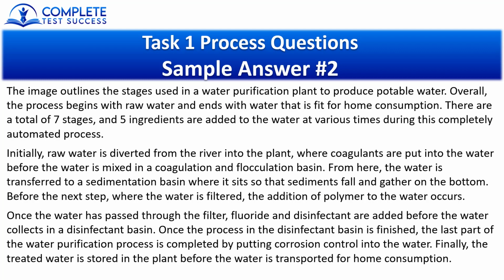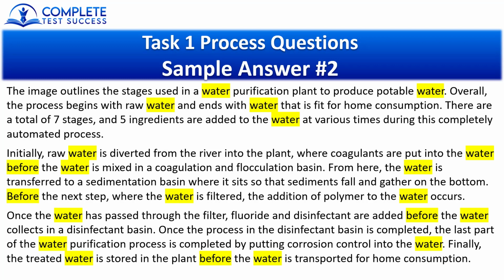So with that, we've finished writing the answer, but we still have step number 5 where we proofread the answer. So here are the 3 paragraphs again. And when I was proofreading this, I noticed that I had really overused the words water and before. Just look how many times I used both of these words.